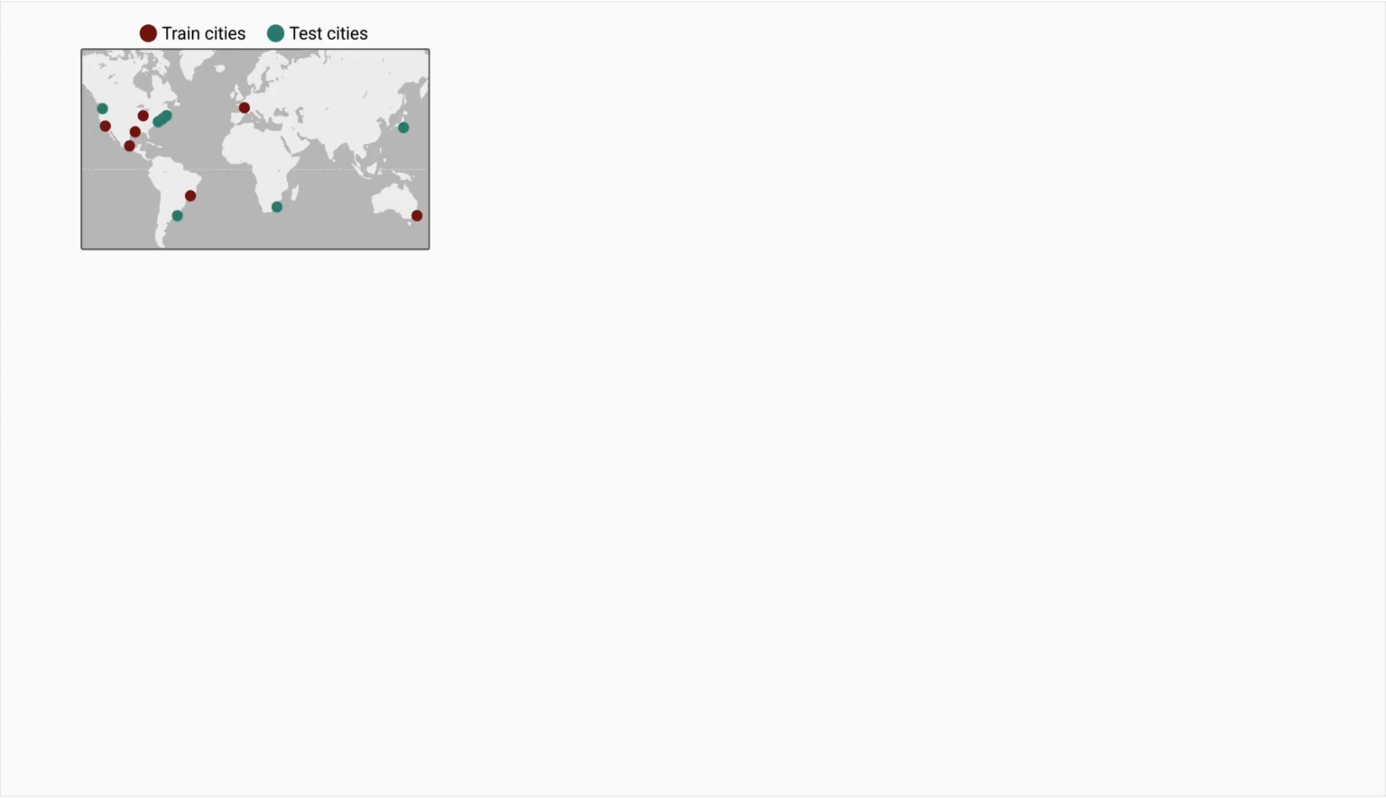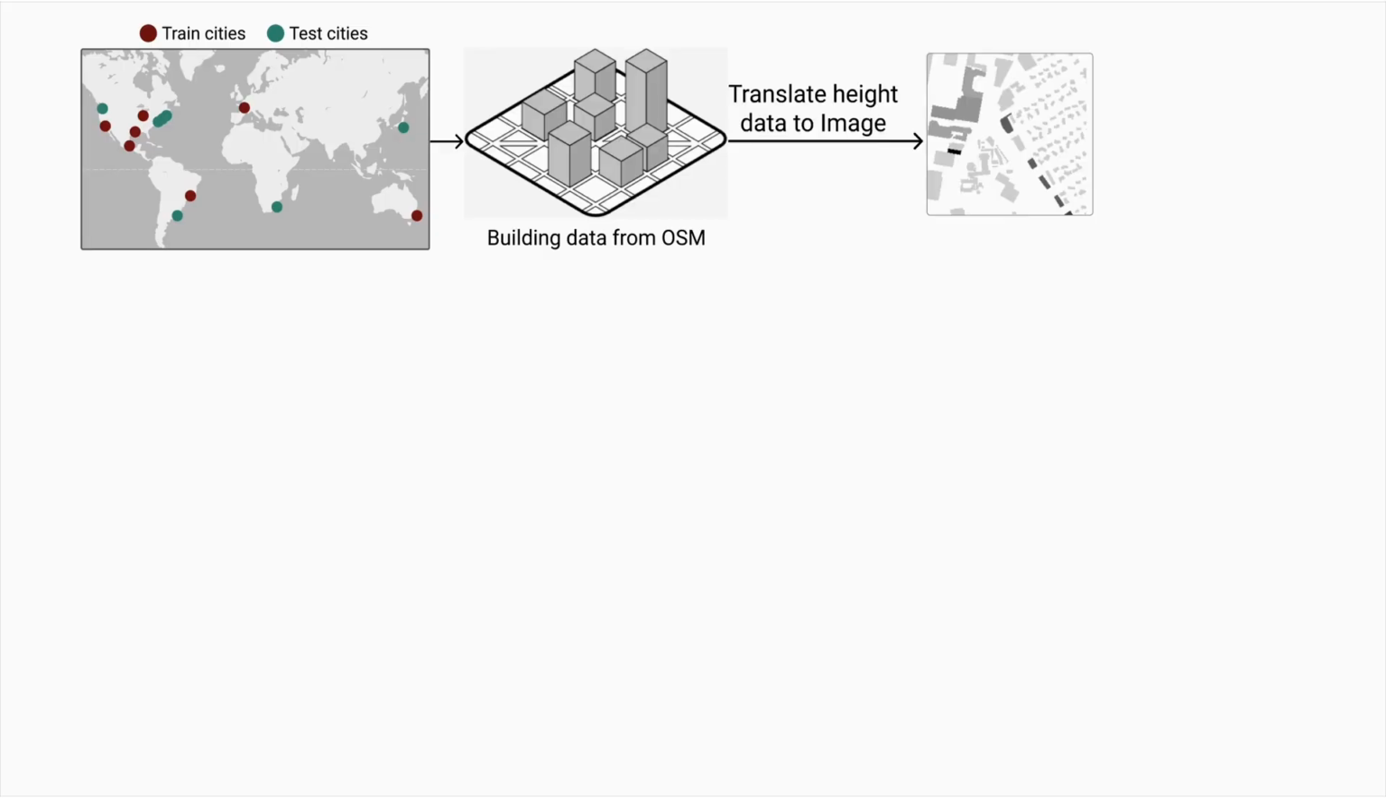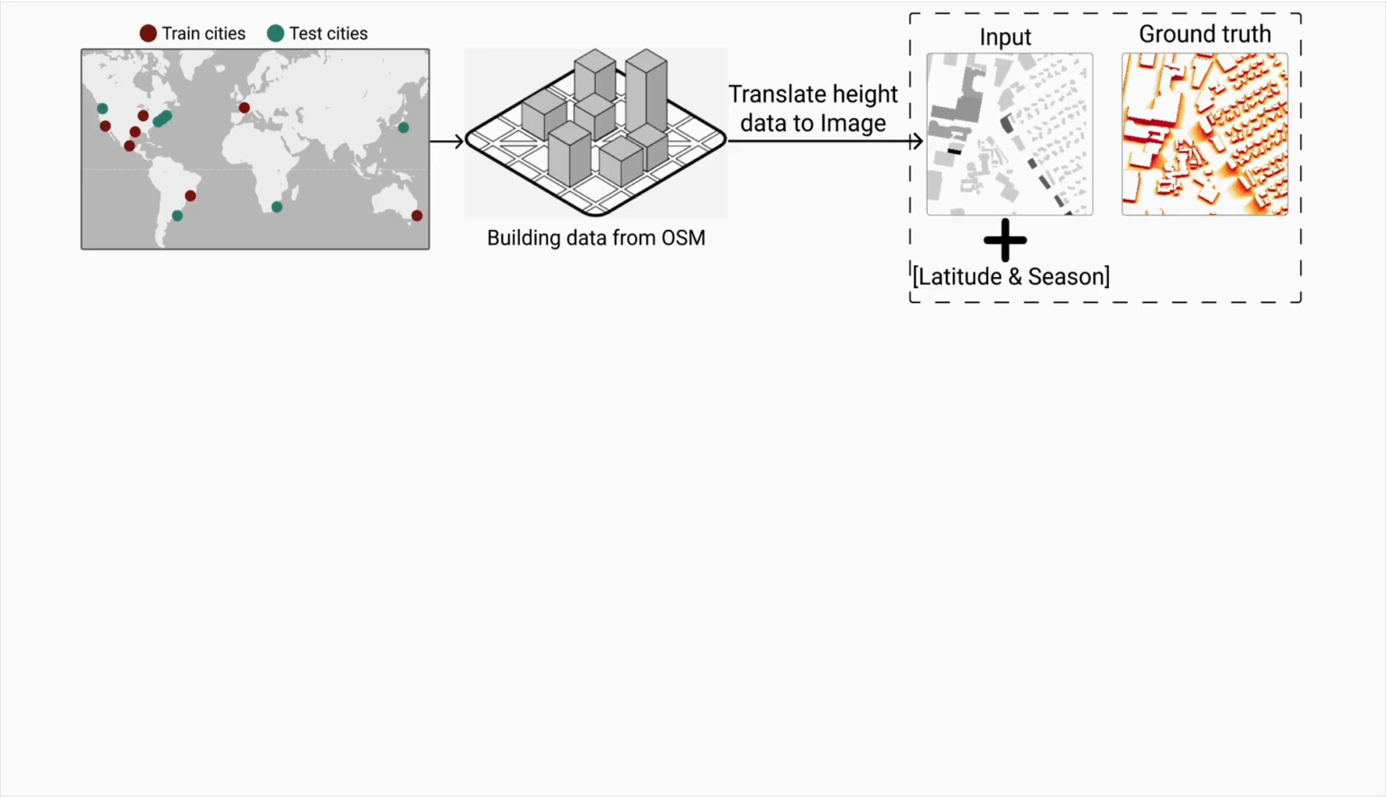First, we carefully picked cities for training and test sets so that they have buildings with different height distribution and also varying latitudes, as building height and latitude contribute to the shape of shadows. The framework extracts building height data from the OpenStreetMap data repository. We convert building height data into corresponding image tiles where each pixel represents the building height at that location. We also add latitude and season information, and together these three work as the input of our model.